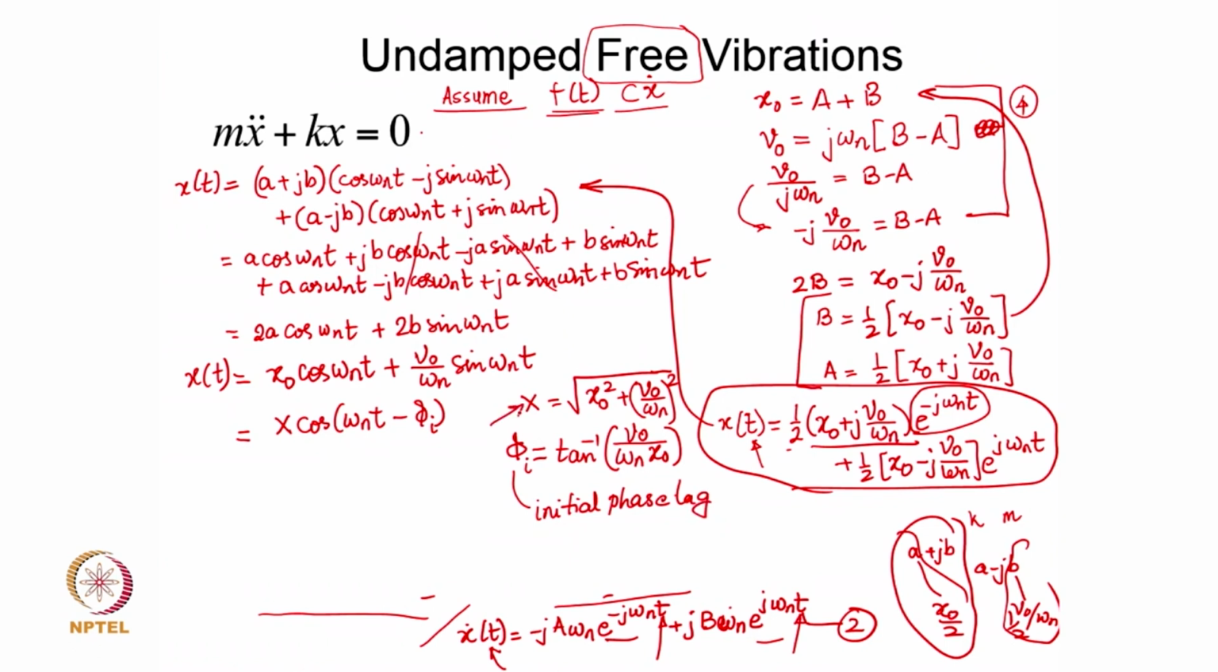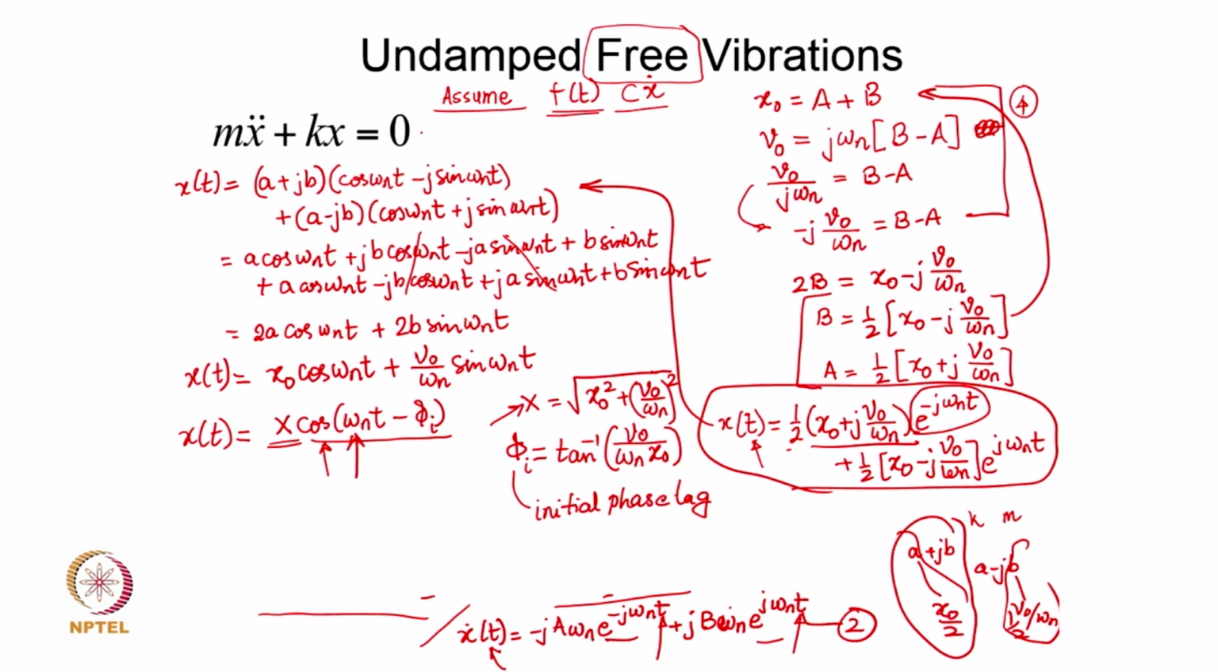X represents the amplitude with which the response is going to occur. So, it is going to have an amplitude of capital X, and the free vibration response is going to happen harmonically, or it will vary with time harmonically because of the presence of this cosine term here, and it happens with the frequency of omega n.